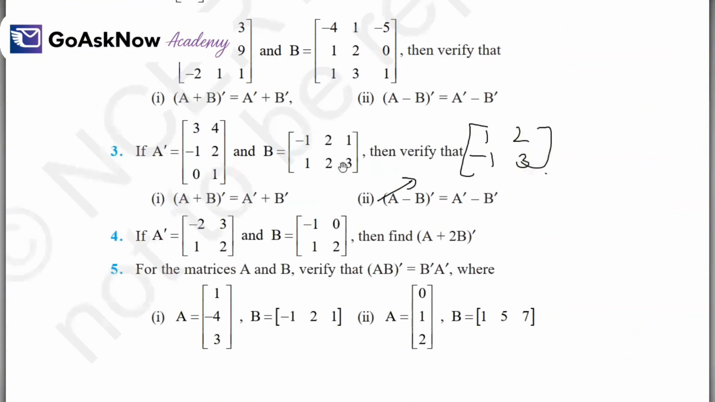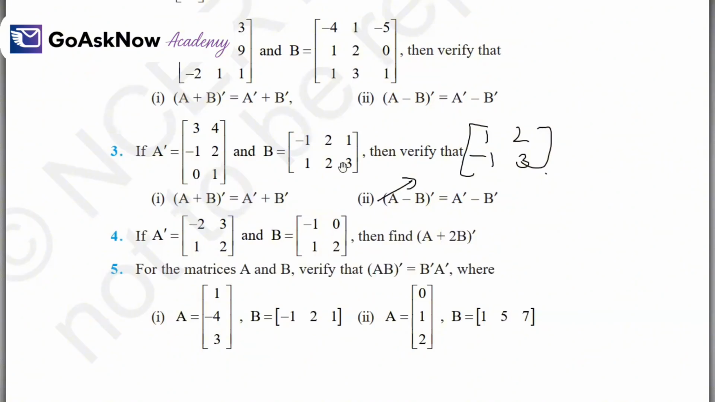The third question is, if A' is equal to 3, 4, -1, 2, 0, 1, and B is equal to -1, 2, 1, 1, 2, 3, then verify that (A + B)' is equal to A'. This is similar to the second question, and you can also do this by yourself. The fourth question is, if A' is equal to -2, 3, 1, 2, and B is equal to -1, 0, 1, 2, then find (A + 2B)'.